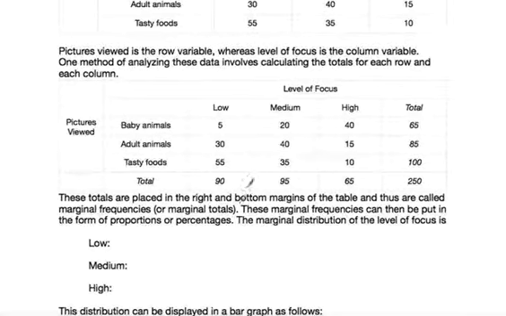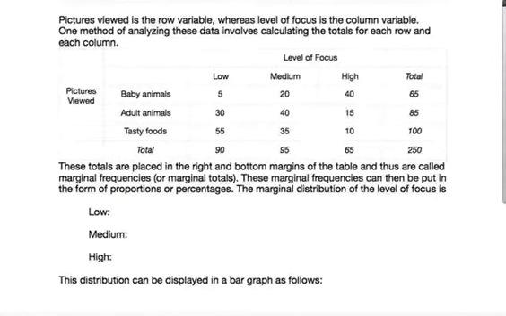So then you've also got your column totals. So there were 90 people who had a low level of focus, 95 who had a medium level of focus, and 65 who had a high level of focus. These totals are placed in the right and bottom margins of the table, which is why we call them marginal frequencies or marginal totals.